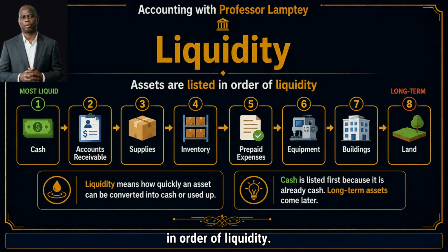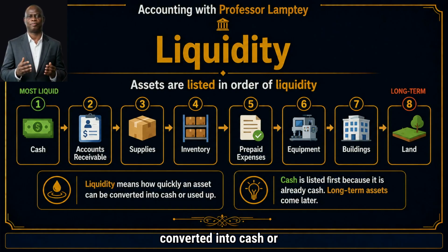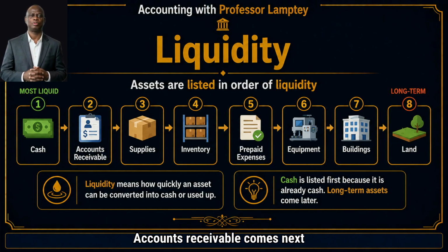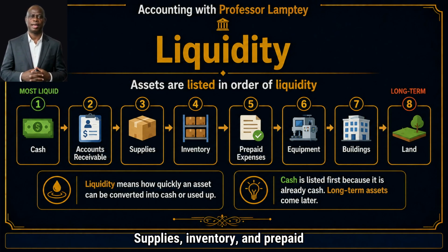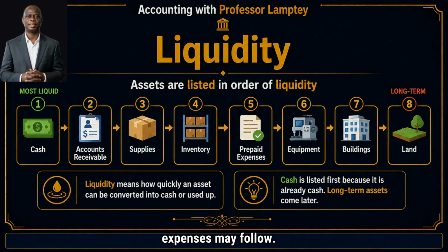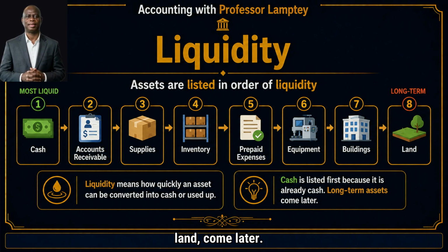Assets are usually listed in order of liquidity. Liquidity means how quickly an asset can be converted into cash or used up. Cash is usually listed first because it is already cash. Accounts receivable comes next because customers are expected to pay. Supplies, inventory, and prepaid expenses may follow. Then long-term assets such as equipment, buildings, and land come later.